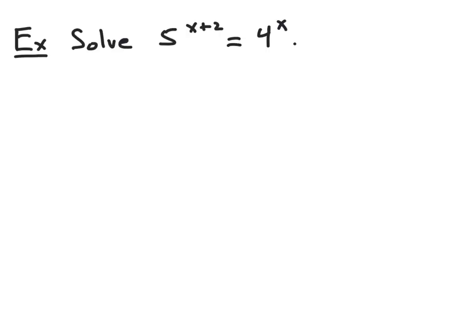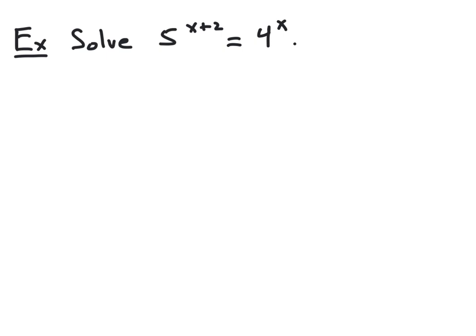Let's start by looking at the example where we're asked to solve the equation 5 to the x plus 2 power equals 4 to the x power. In this case, our bases of the exponentials on each side of our equation are 5 and 4, and these numbers are not compatible with each other. We're not going to easily be able to write one of them as a power of the other, or to write both of them as powers of the same number. So using the one-to-one property of exponential functions is not going to be helpful here.